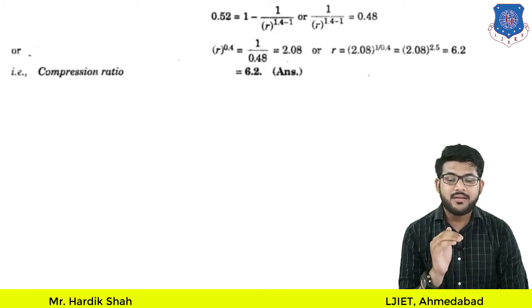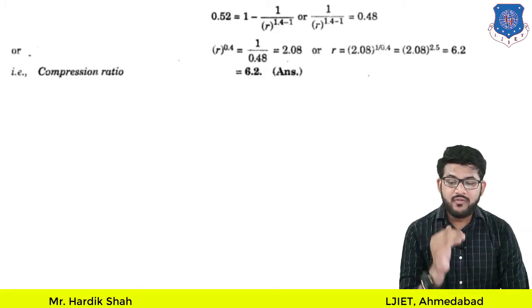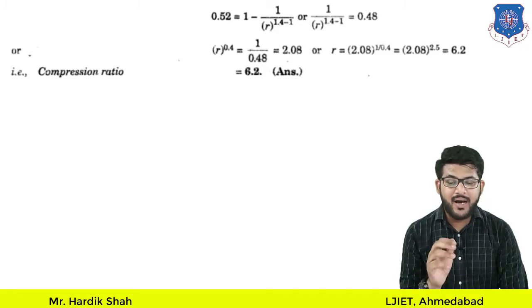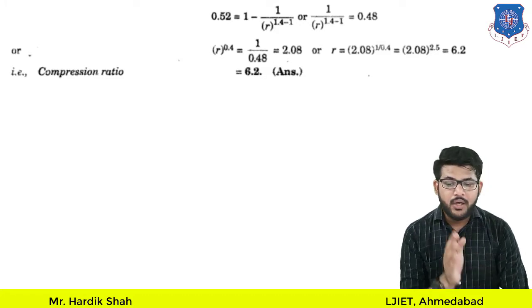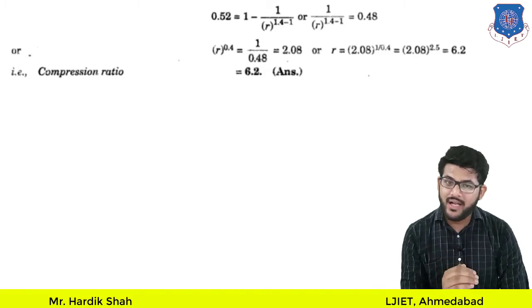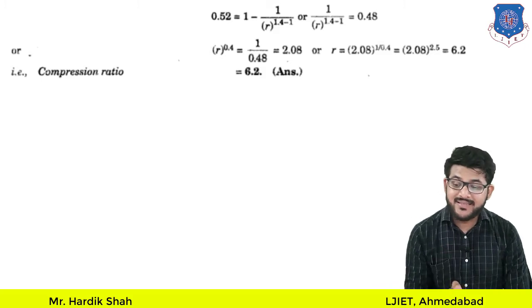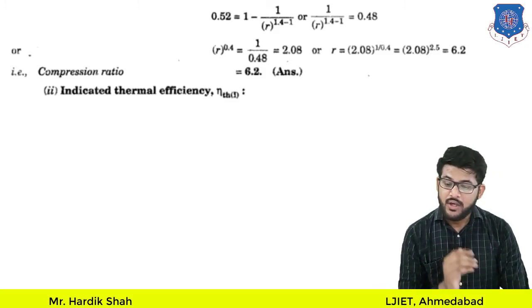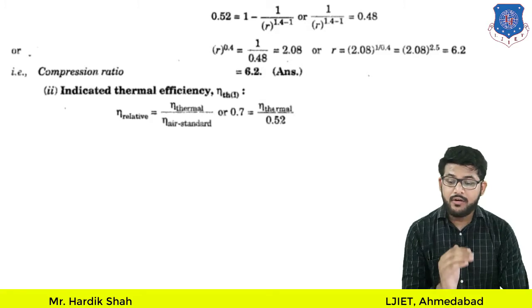From the calculations we get R raised to 0.4 equal to 2.08, and from that you can find that the compression ratio is 6.2. You can do all the calculations your own way. That is the answer for the compression ratio. The next step is indicated thermal efficiency. We take the same formula that we used in the previous example, that is eta relative equals eta thermal upon eta air standard.